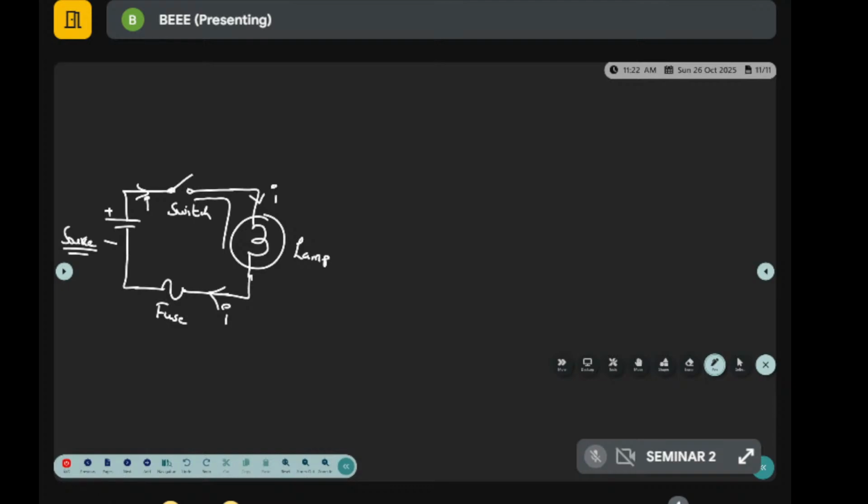On what principle does it work? What will it do in the circuit? I will tell you what this fuse will do in the circuit. For example, an abnormal condition occurs. Abnormal condition in the circuit means a short circuit. That is nothing but an abnormal condition.